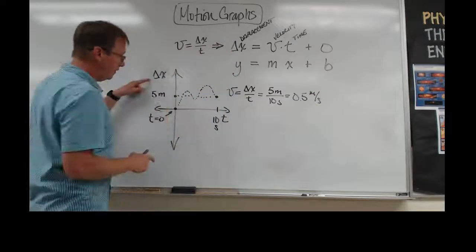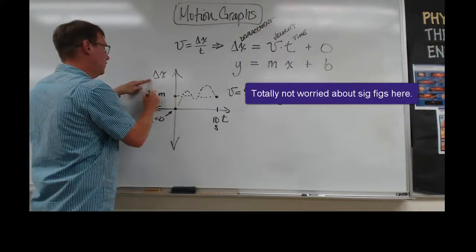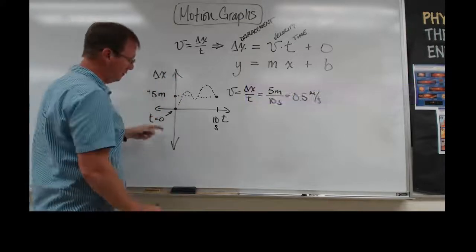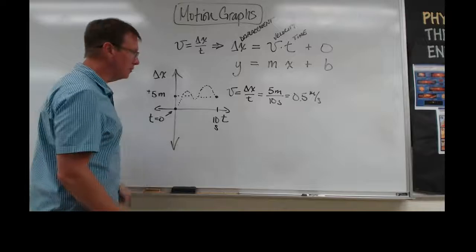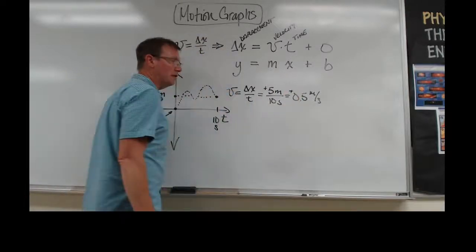Now, this, I think you'd agree, is usually in the positive direction up here. So that's actually a positive 5 meters. This would be down here in the negative direction for displacement. So it should be a positive, and therefore that should be a positive.